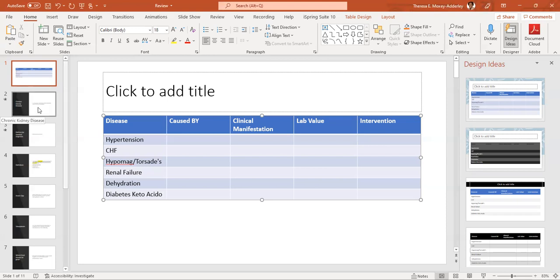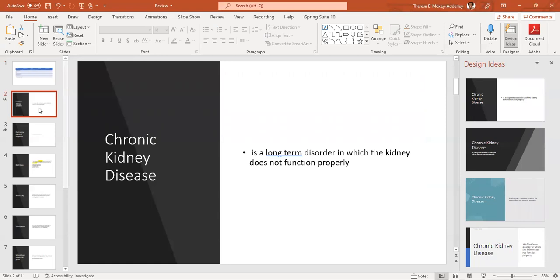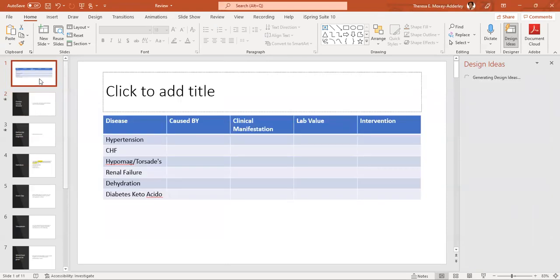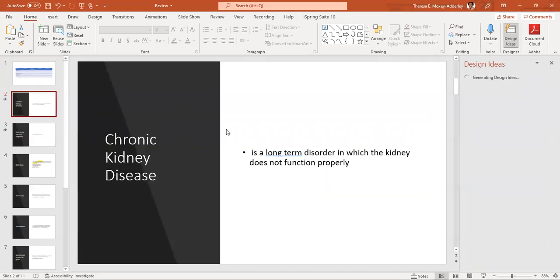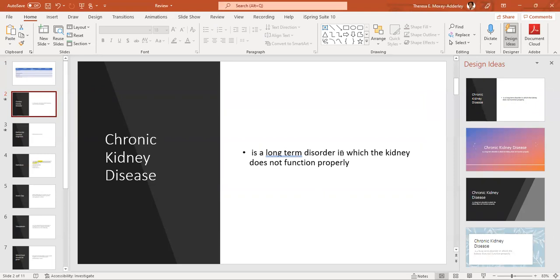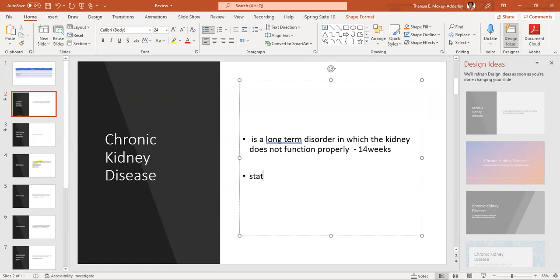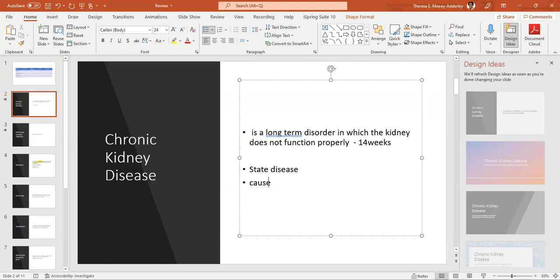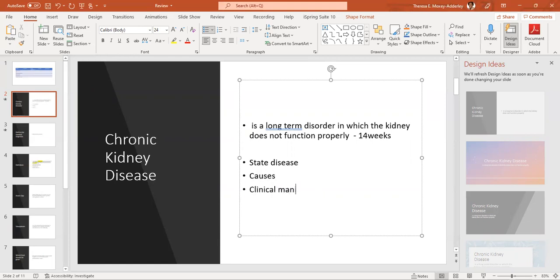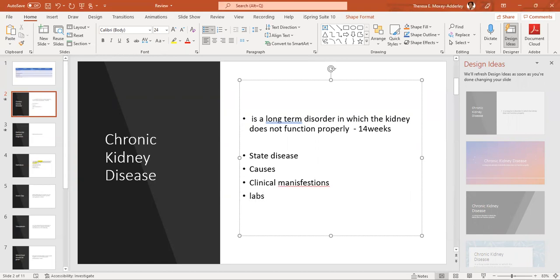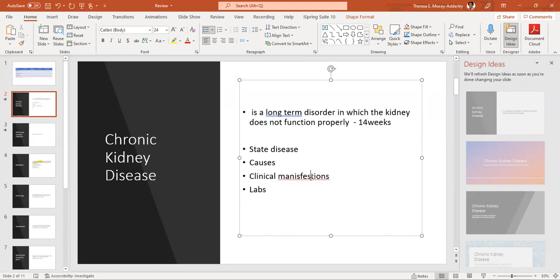Here, a 411 student wrote this. Chronic kidney disease was a choice that a group wrote. This is what they wrote: it is a long-term disorder in which the kidney does not function properly. 14 weeks, students, 14 weeks, over and over again. I said, you state the disease, what causes it, what are the clinical manifestations, your labs, okay? And then further on, the questions will start coming out of the interventions, okay?